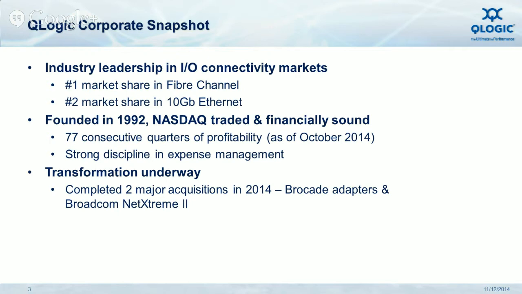And I'll explain why that's important and how it can help you. QLogic was founded in 1992. The company is based in Aliso Viejo, California. And one of the key things that resonates with our customers is we have 77 consecutive quarters of profitability. We have a very disciplined expense management team, strong financials, and we're definitely in it for the long haul.